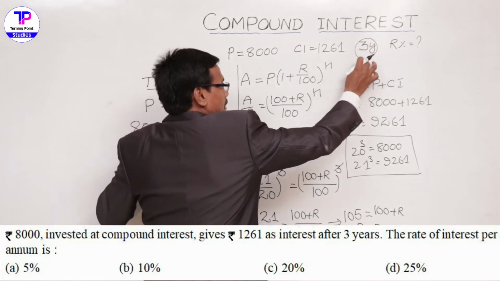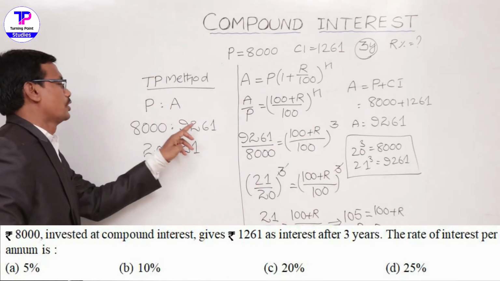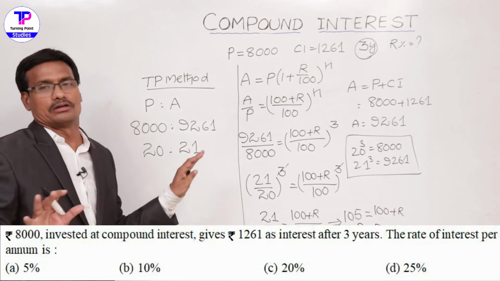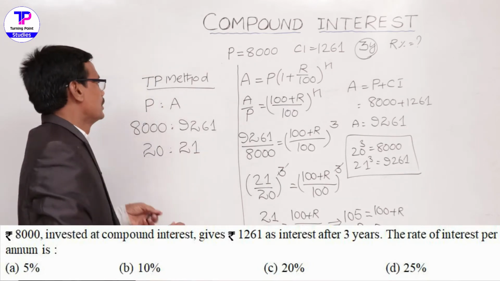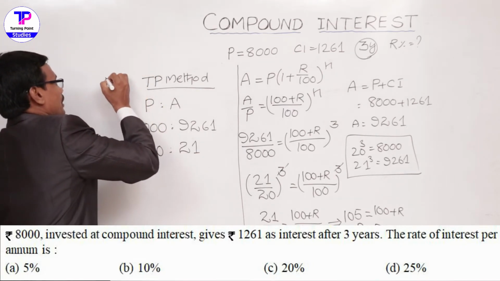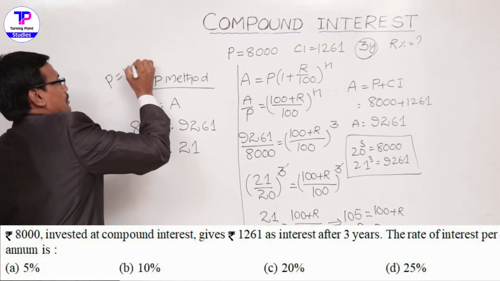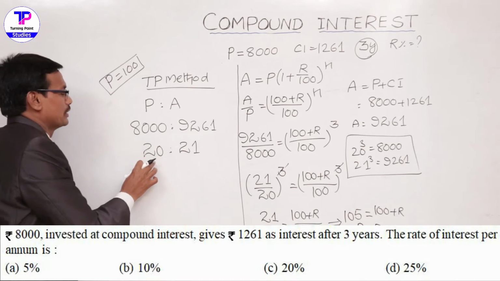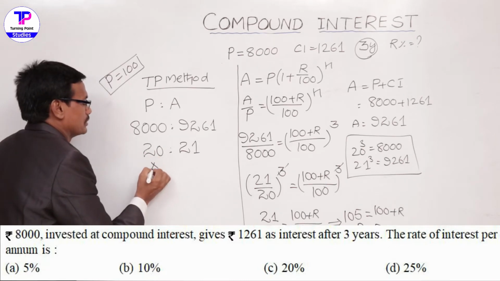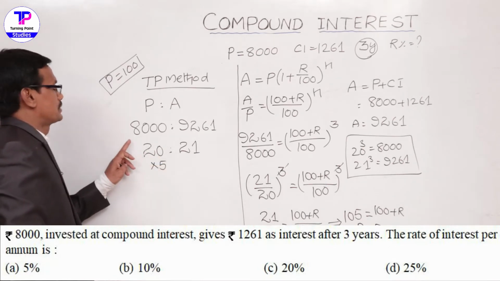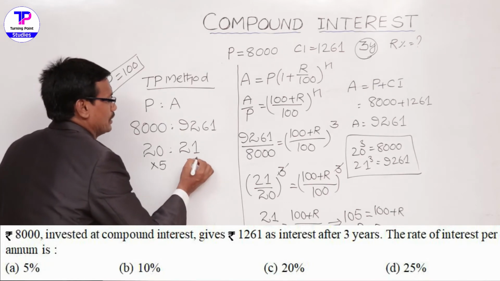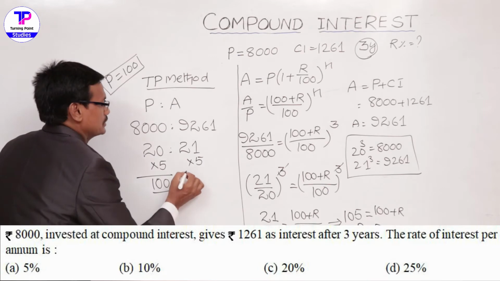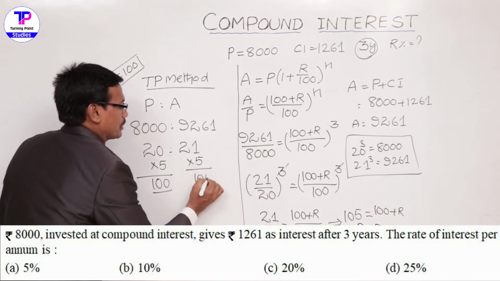They have given 3 years, that's why take the cube of these terms. So this is 20 cube and this is 21 cube. Now write a principal. Remember, always assume P is equal to 100. To get 100 here, this number is multiplied by 5. Whenever we multiply this term by 5, here also we multiply by 5. So 20 into 5 is equal to 100, and 21 into 5 is equal to 105.